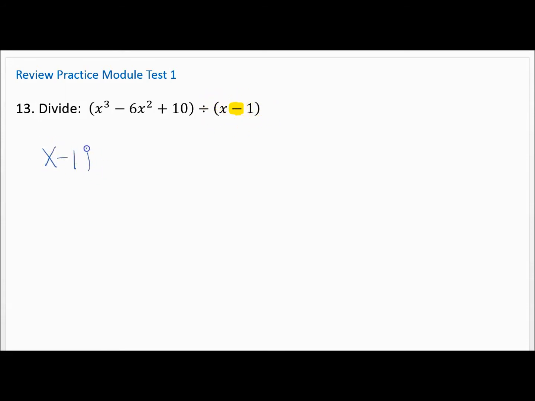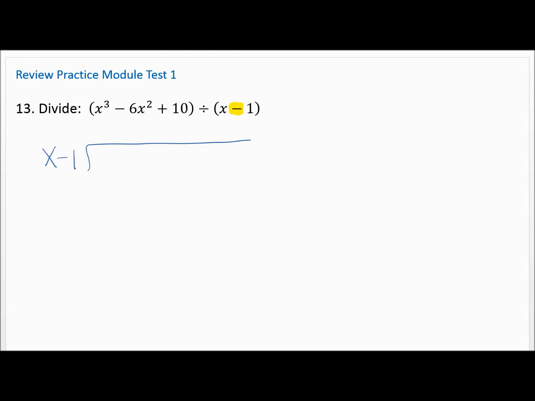Now, the x minus 1 is your divisor. It goes in front of the division bar. X to the 3rd minus 6x plus 10 is your dividend, and it goes underneath the division bar. Now, a couple of things I need you to know. The dividend must be in descending powers order. What does that mean? The highest exponent comes first, the next highest exponent comes next, the next highest exponent, and all the way down. And if you're missing an exponent power, you must list it with a dummy variable like a 0x.